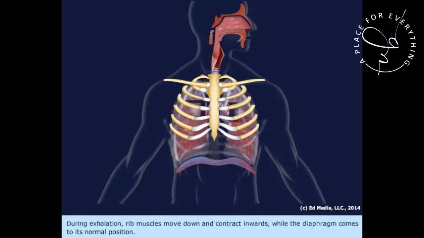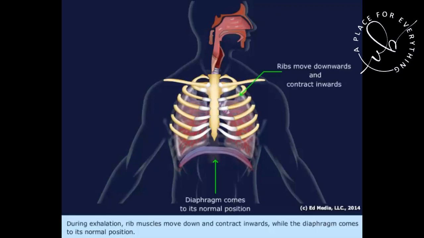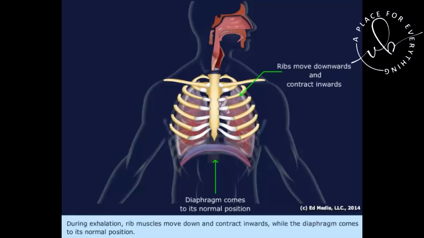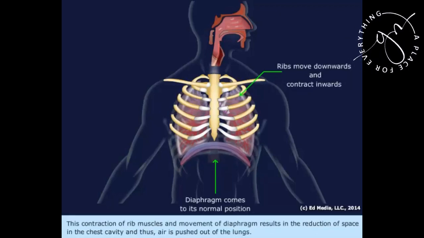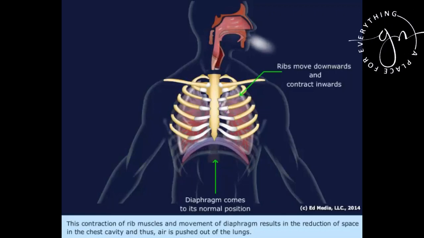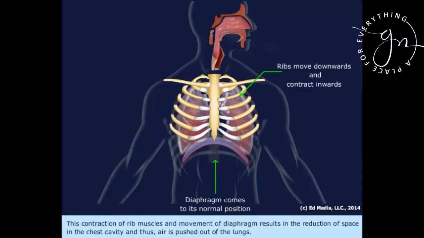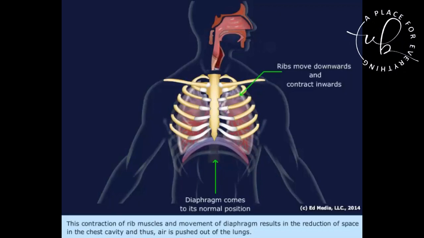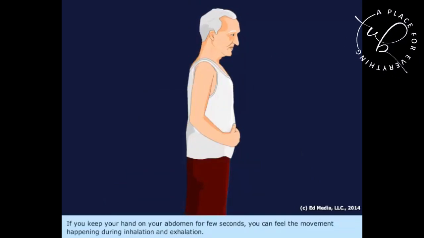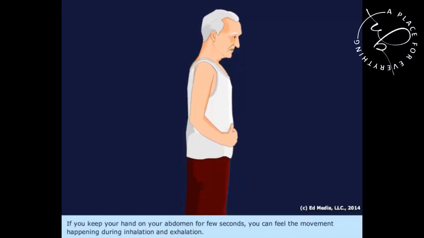During exhalation, rib muscles move down and contract inwards, while the diaphragm comes to its normal position. This contraction of rib muscles and movement of diaphragm results in the reduction of space in the chest cavity, and thus air is pushed out of the lungs. If you keep your hand on your abdomen for a few seconds, you can feel the movement happening during inhalation and exhalation.